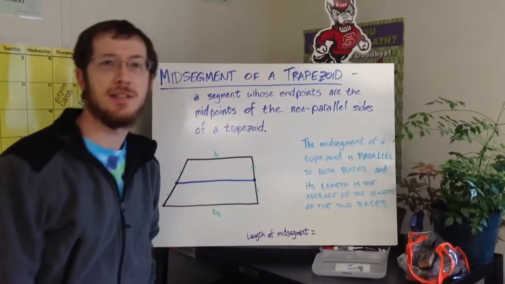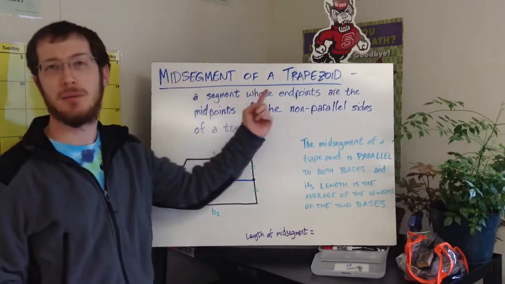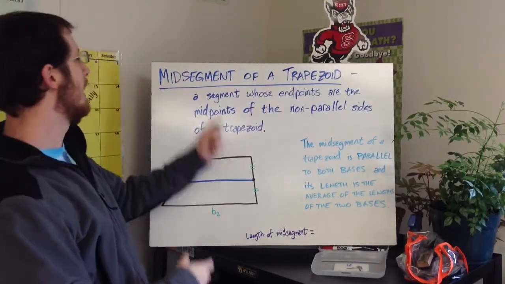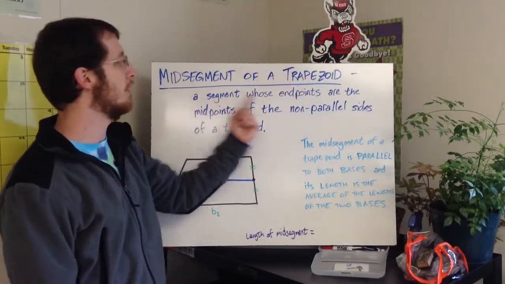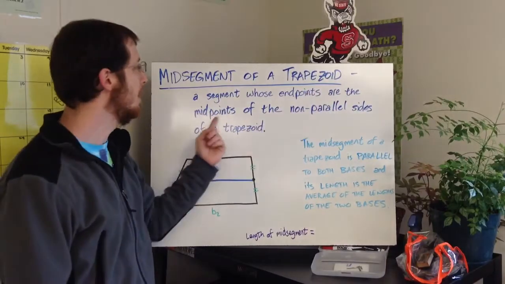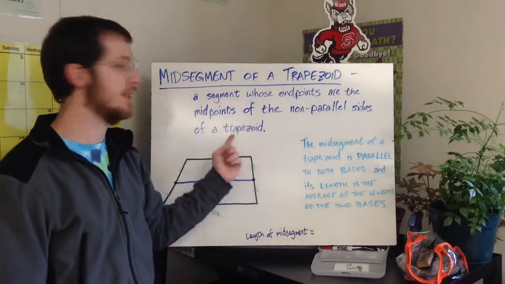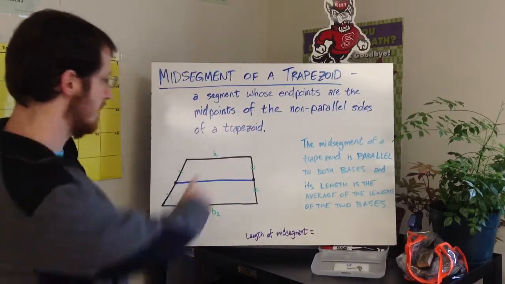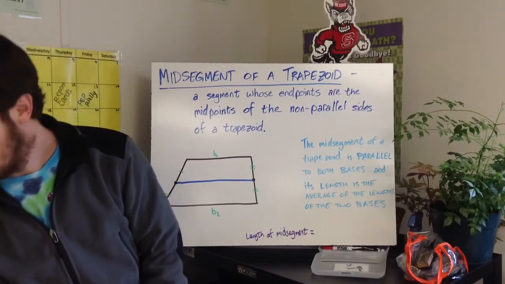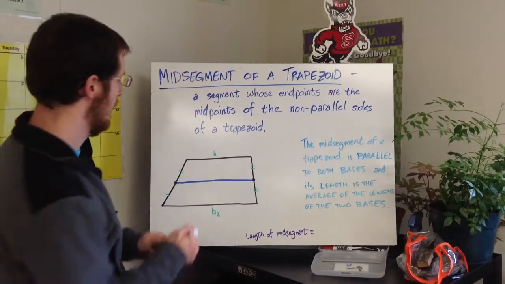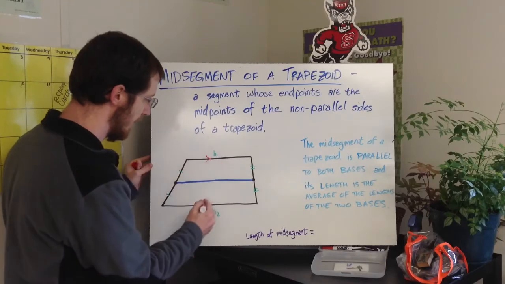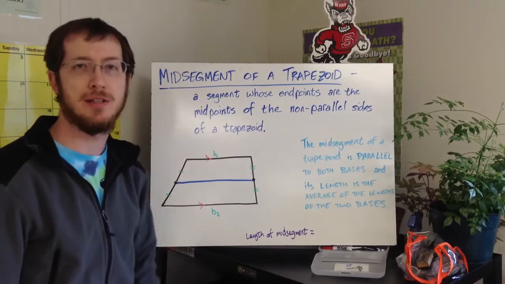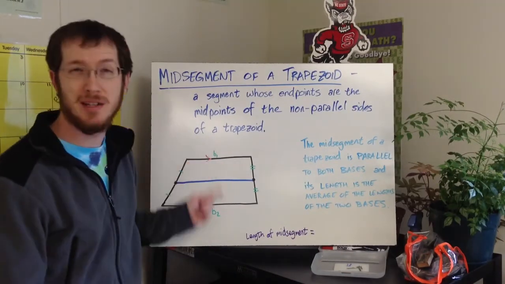Alright, in this lesson we're going to be talking about the midsegment of a trapezoid. A midsegment of a trapezoid is a segment whose endpoints are the midpoints of the non-parallel sides of a trapezoid. So let's say we have a trapezoid. We know it's a trapezoid if it has one pair of parallel sides. We call those sides the bases of our trapezoid.